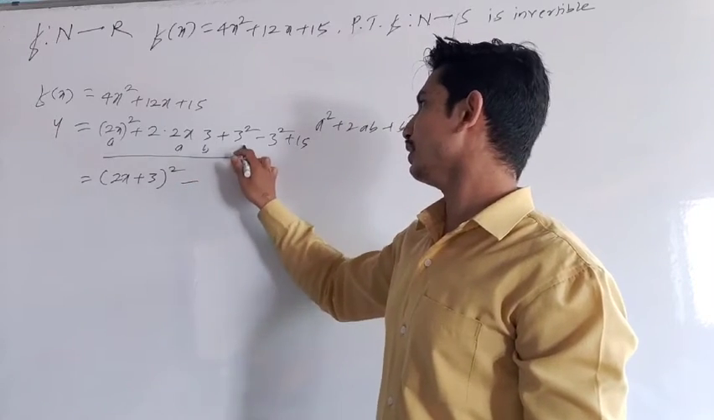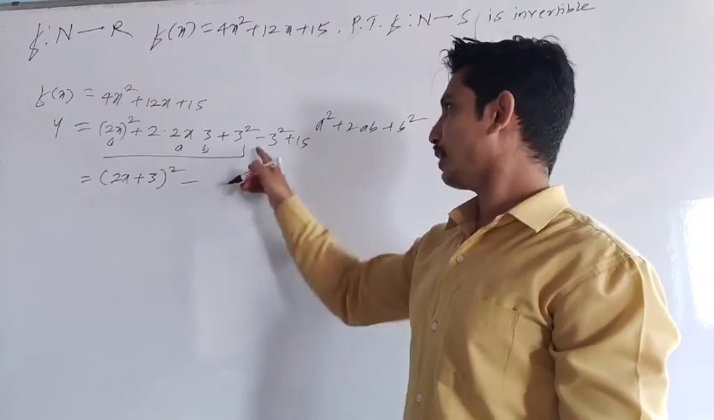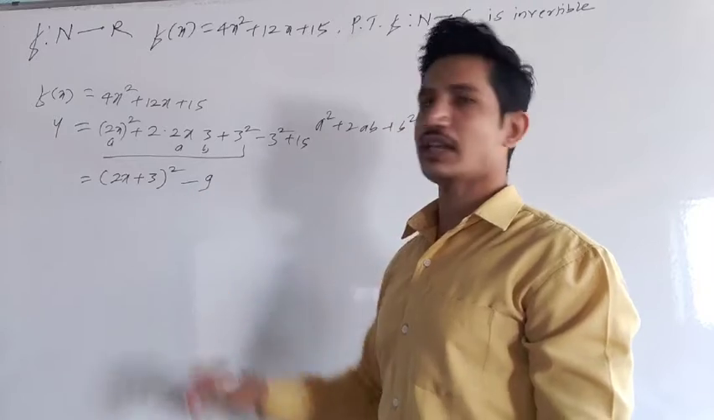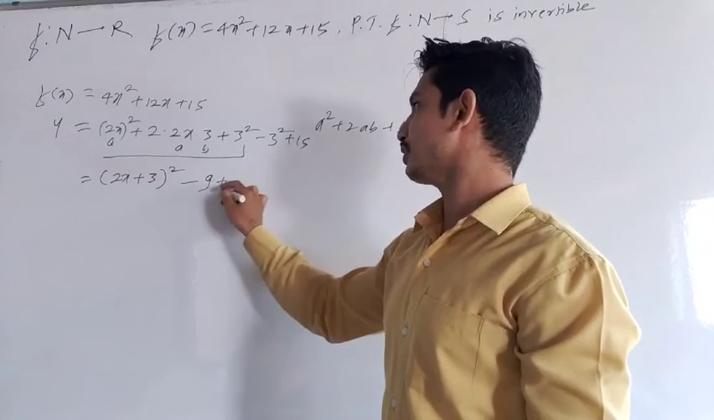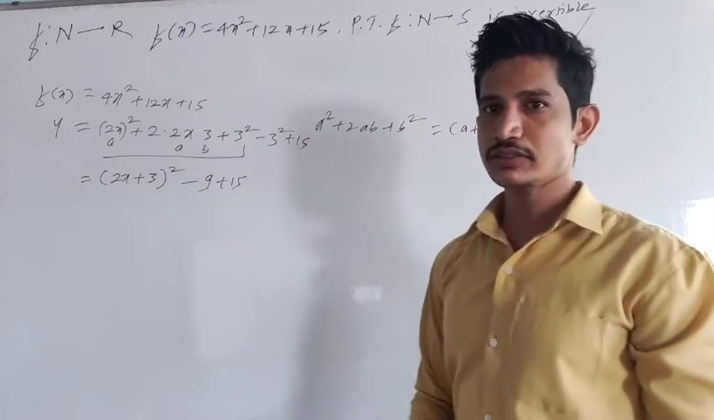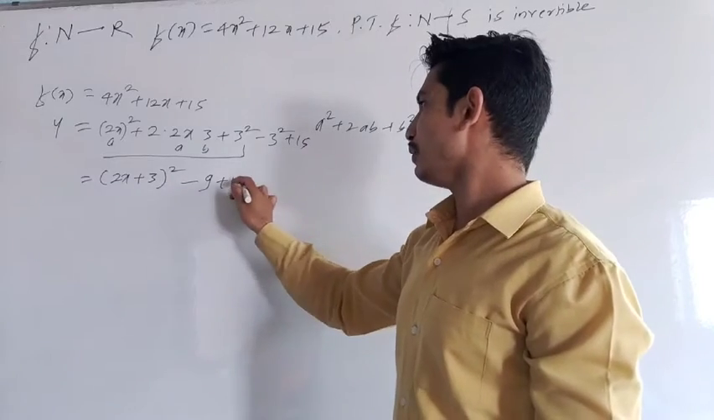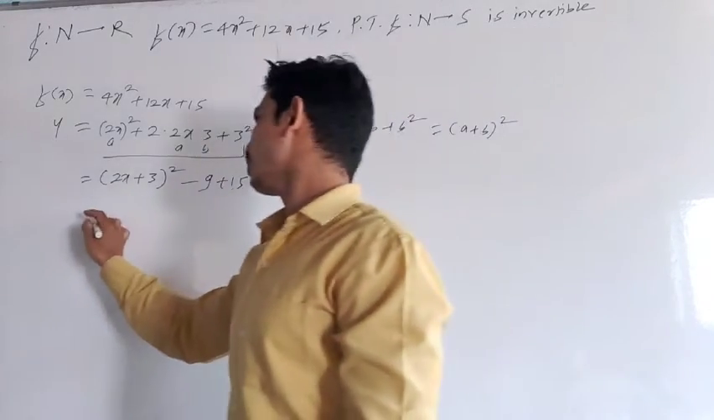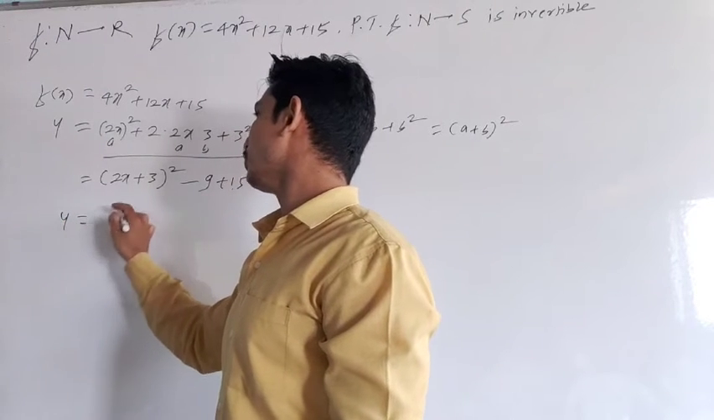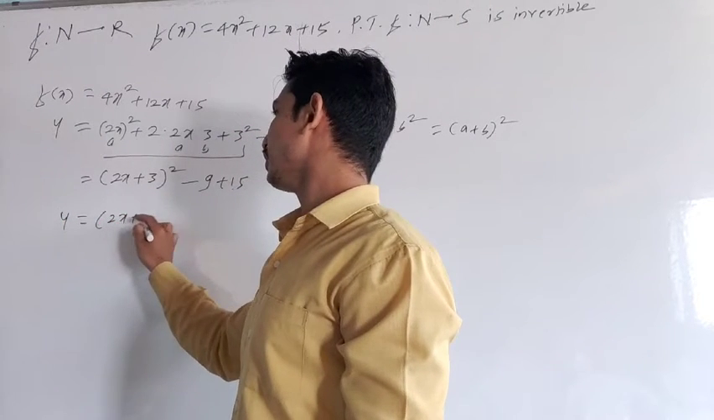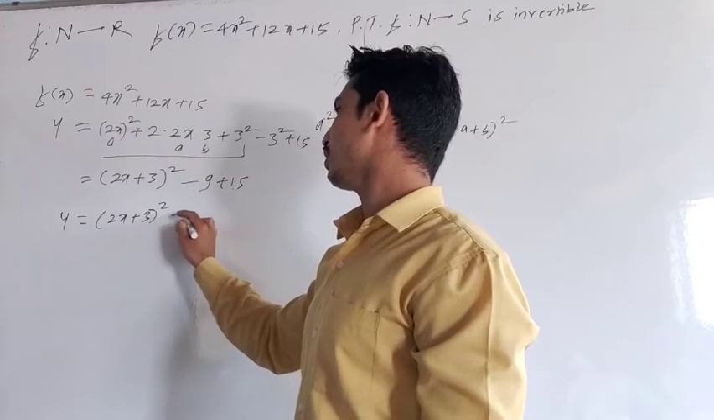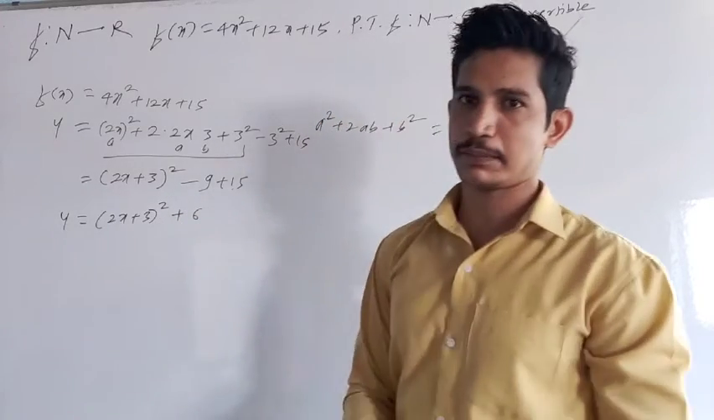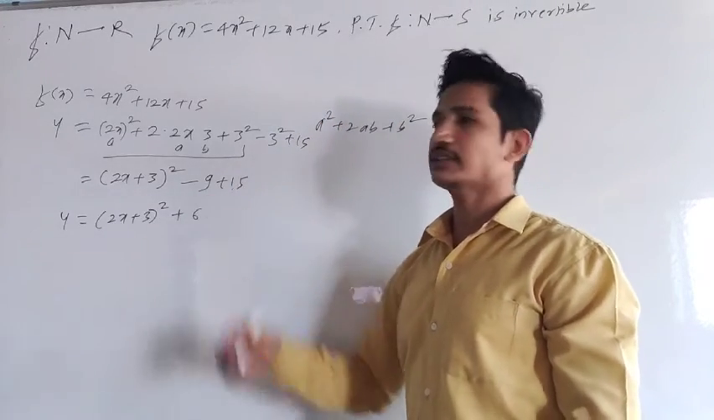Now the minus sign is there. Up to here it is a formula. Minus 3 square is minus 9, plus 15. So 15 minus 9 is 6. So y is equal to 2x plus 3, the whole square, plus 6, because 15 minus 9 is 6.